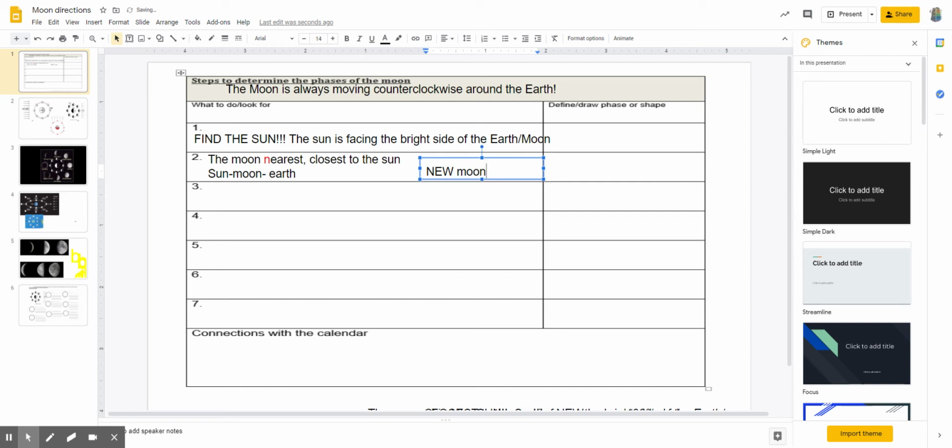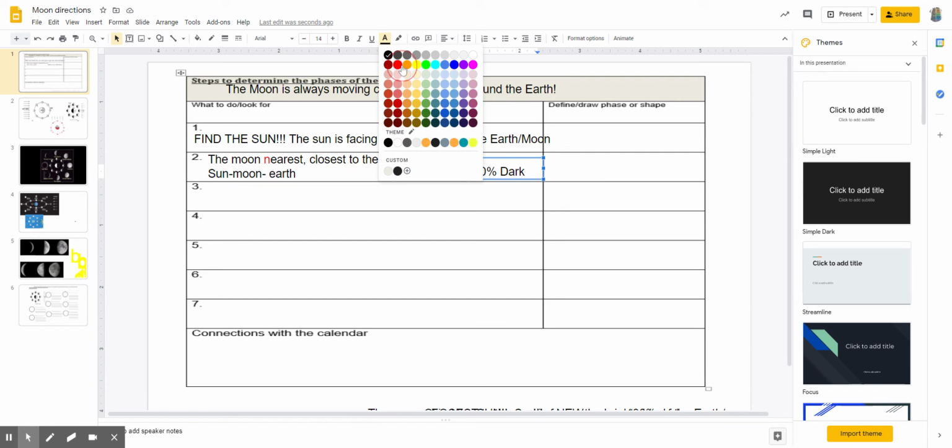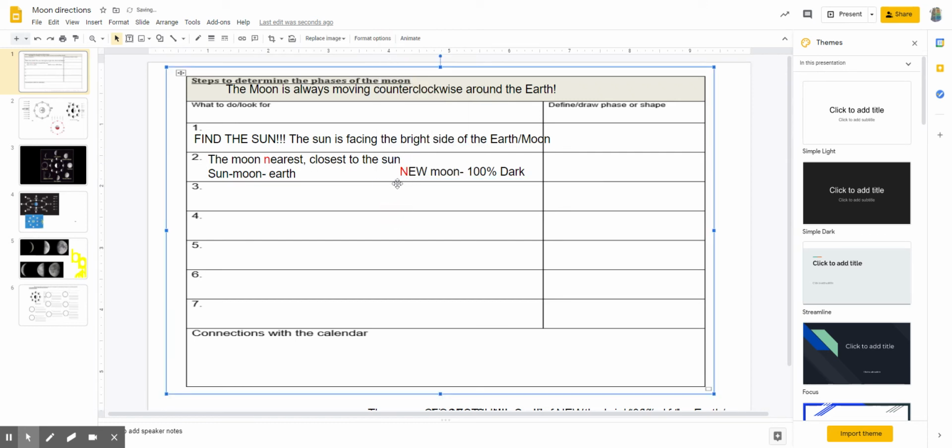And it means it's 100% dark, right? A new moon means we see nothing in the sky. And I like to highlight the near means new moon. So I'm going to highlight those two things because the ends kind of work. It says over here we want to draw a picture. So we also want to be able to identify where this is. And so we want to get good at that.